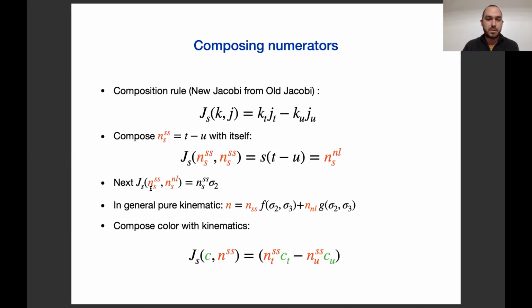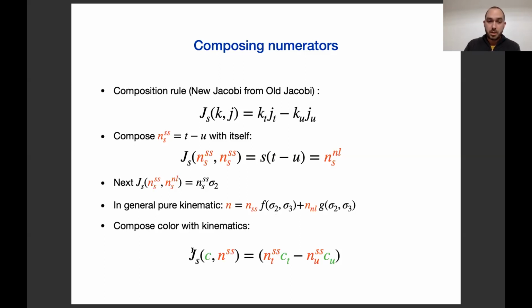So let's compose, again, Yang-Mills scalar with nonlinear sigma model. You actually don't get anything new. You just get this thing again multiplied by a permutation invariant. So actually this composition closes quite fast. And that's because in general, any pure kinematic numerator can be decomposed like this in terms of simple scalar, Yang-Mills scalar numerator and the nonlinear sigma numerator.